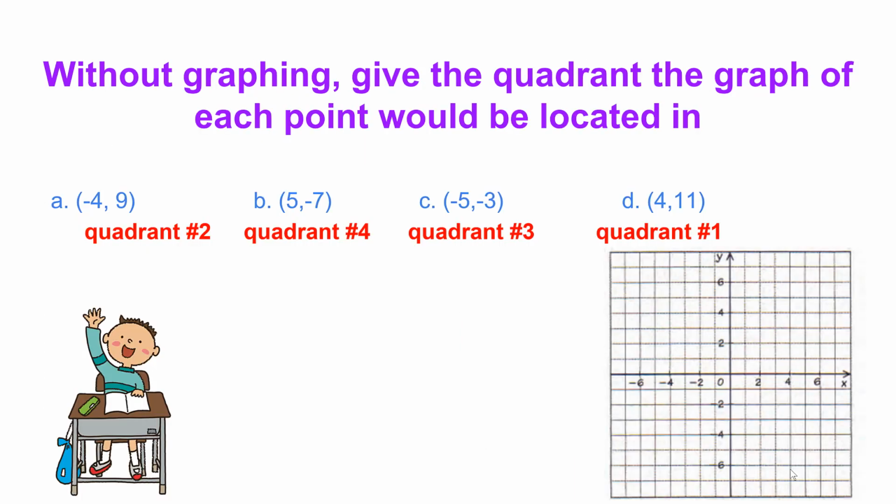Without graphing, give the quadrant the graph of each point would be located in. And over here we have a blank grid, and if you see the pointer, this is quadrant 1, quadrant 2, quadrant 3, quadrant 4. It goes counterclockwise, and they give you a coordinate, and you have to tell the quadrant. A, -4 and 9 would be quadrant 2. B, 5 and -7 would be in quadrant 4. -5, -3, both negative, in quadrant 3, and 4 and 11 in quadrant 1.